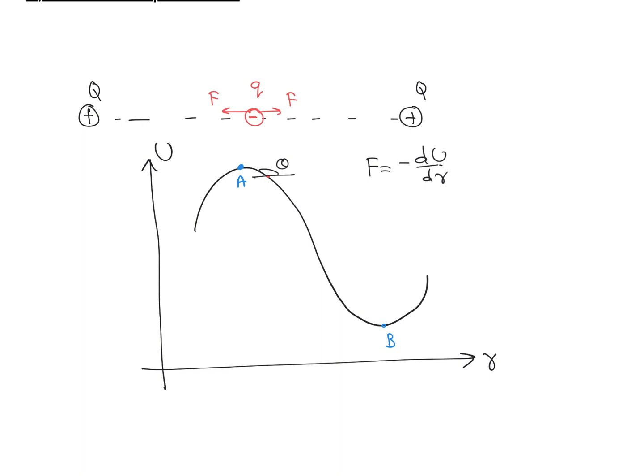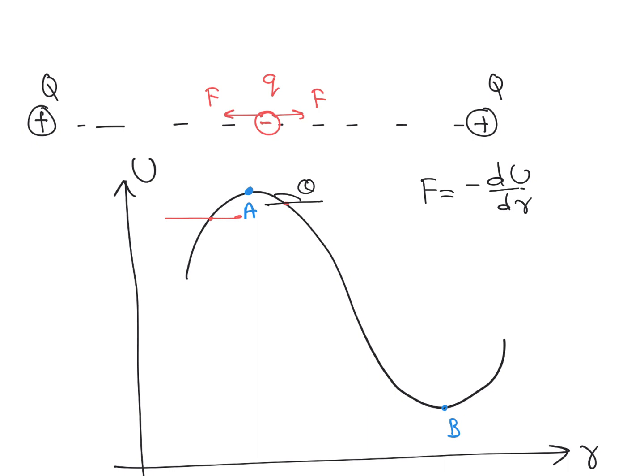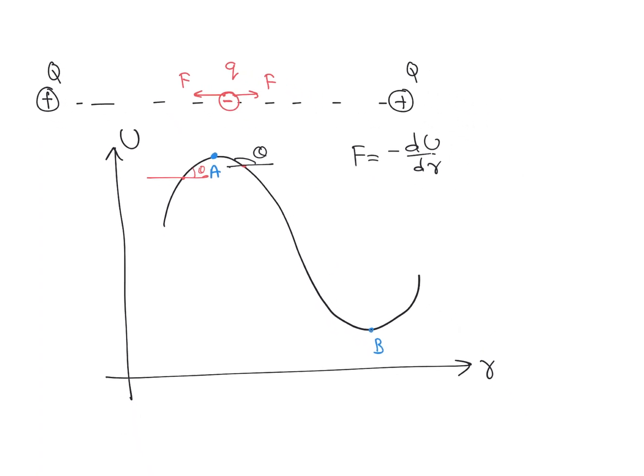Or we can consider that we displace the particle towards the left. At this instant, we can identify the slope angle over here, which is less than 90 degrees. That means du/dr is positive. If du/dr is positive, then F is negative, meaning force is acting towards the left. So if we displace a particle towards the left, the force is acting towards the left, and it will take the particle away from the equilibrium position. So this represents an unstable equilibrium position.